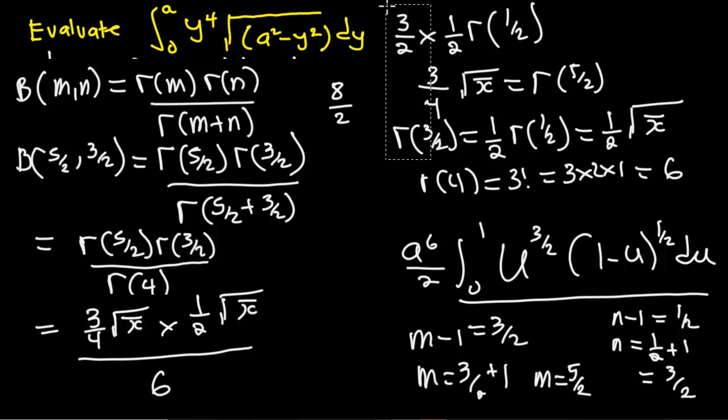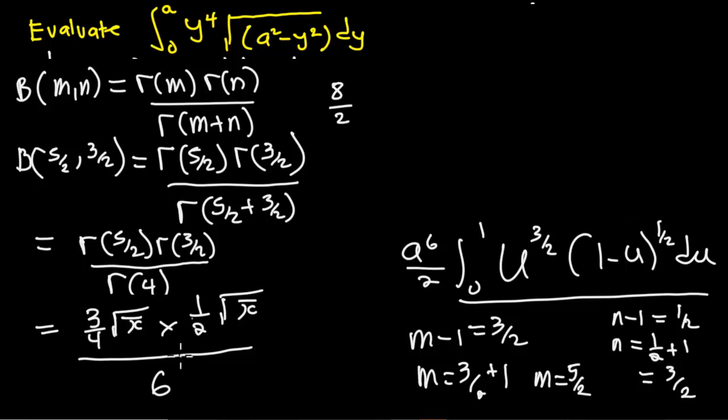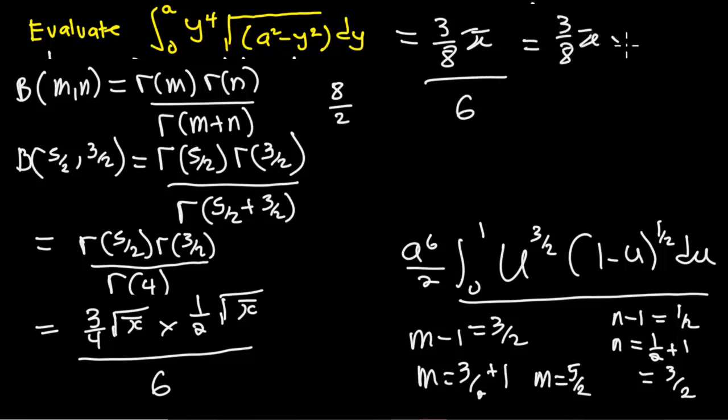So this will be equal to, so here when we multiply the two terms, you are going to have 3 over 8 pi all over 6, which is equal to 3 over 8 pi times, then we can reciprocate the denominator to get 1 over 6. And here 3 cancels itself once and then goes into 6 twice. So I'm going to have 2 times 8 is 16. So I'm going to have 1 over 16 pi.